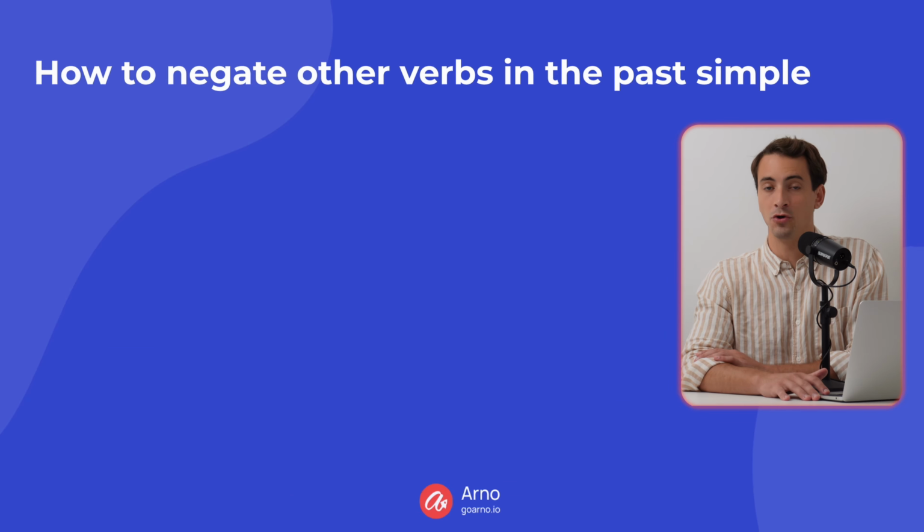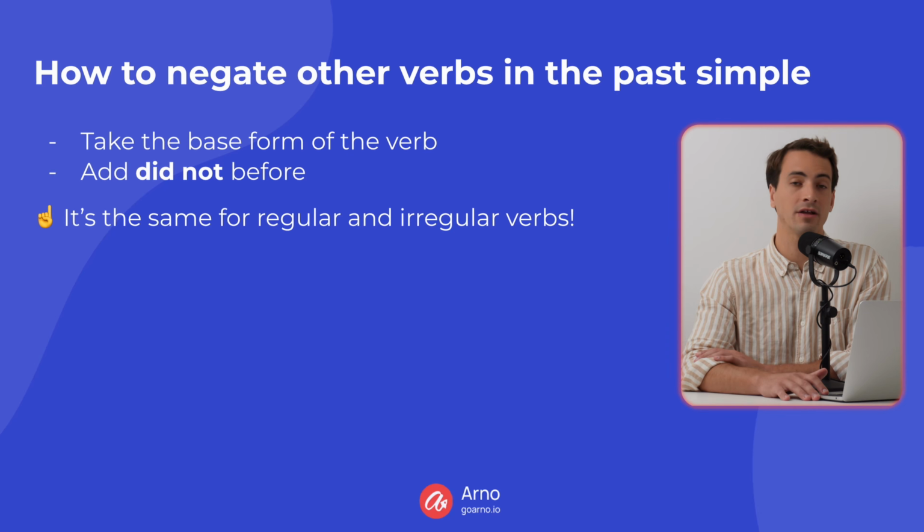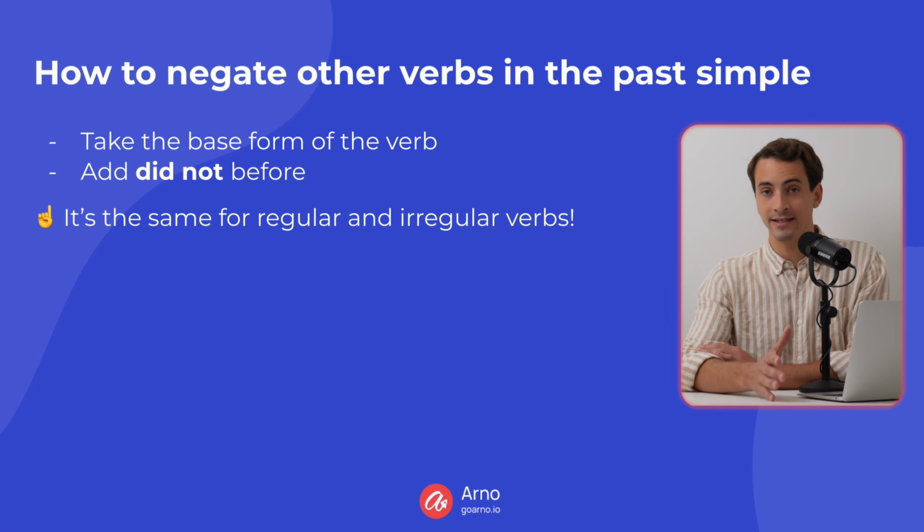And here is how you negate other verbs in the past simple. You take the base form of the verb and add did not before. And it's the same for regular and irregular verbs. So in negative sentences in the past simple, things are much easier.